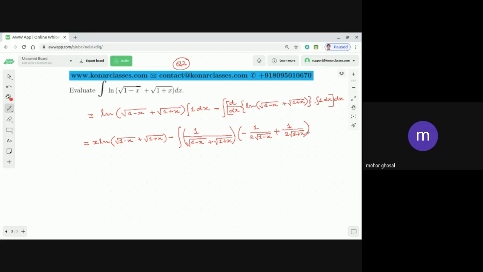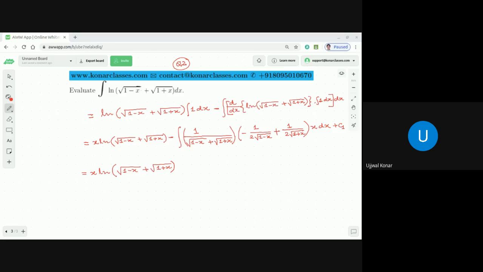Yes. And integration of 1 dx, that is x, correct or not? Apparently it looks like, and then we can integrate, we can add one integrating constant c1 because we have done the integration of 1 dx. So what we get? We get x into ln of square root of 1 minus x plus square root of 1 plus x, correct? And then we should do a simplification.